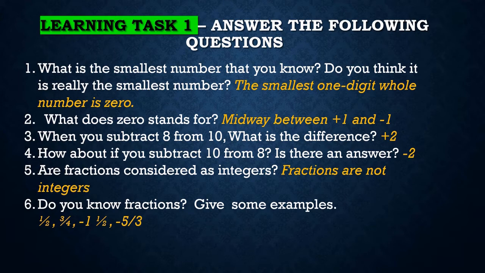Number 3, when you subtract 8 from 10, what is the difference? The mathematical equation for that is 10 minus 8. 10 minus 8 is equal to positive 2. So the difference is positive 2. How about if you subtract 10 from 8? Is there an answer? Yes, because 8 minus 10 is equal to negative 2.